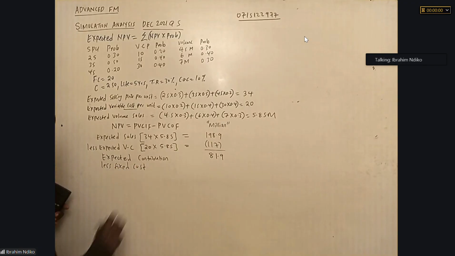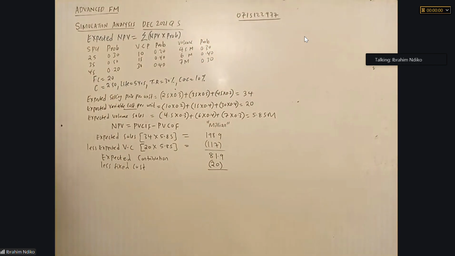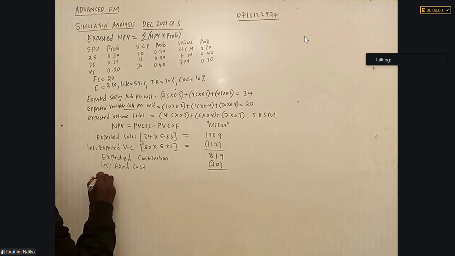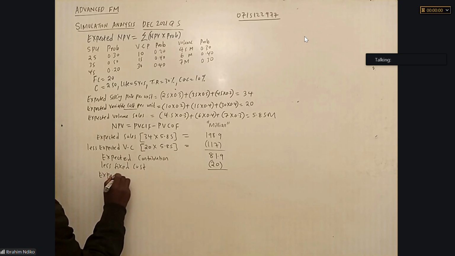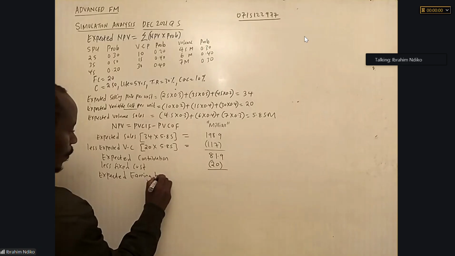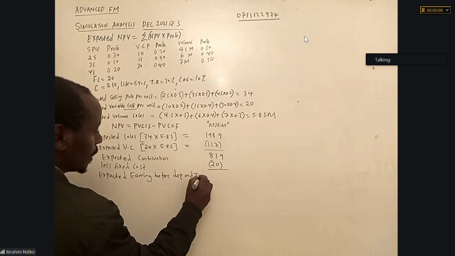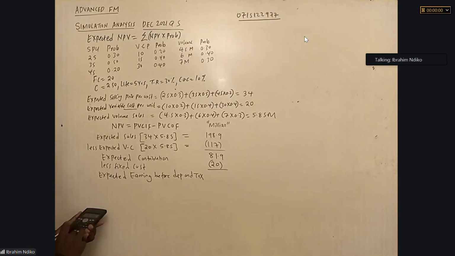Now fixed cost will be the same. Expected and what we incur because it's the same. Fixed cost, it does not change. Ni 20. Ni kweli? This one does not change, whether expected or not expected. Sivyo? Earnings before depreciation and tax. Ni kweli? Itakuwa 61 point.